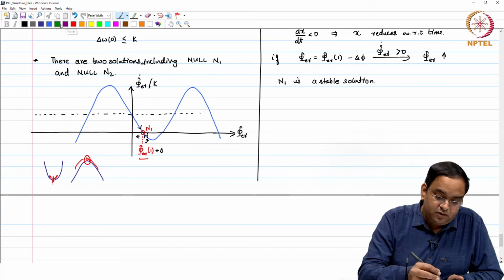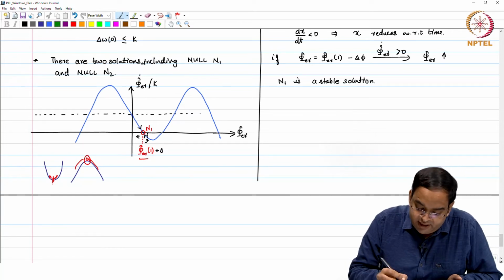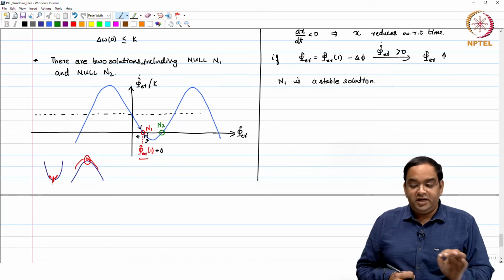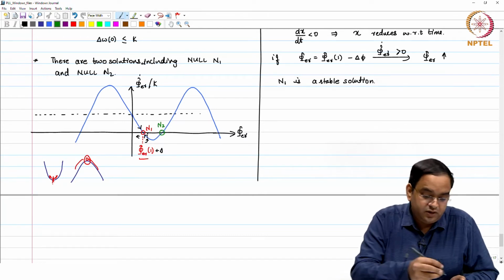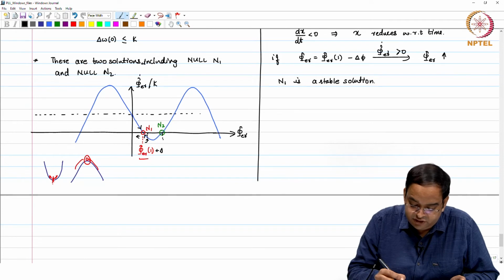Now, on the other side, you look at N2. Okay. If you look at N2, then I call this solution phi error 2.